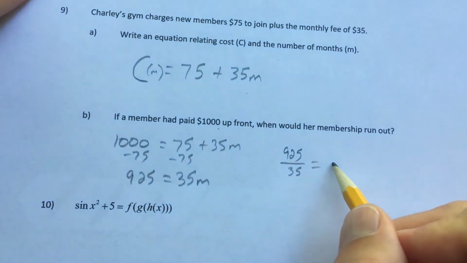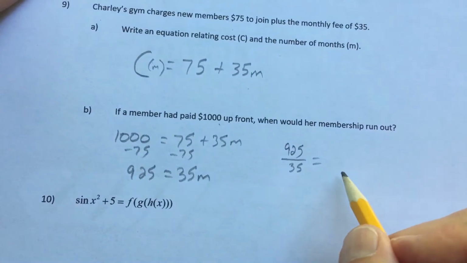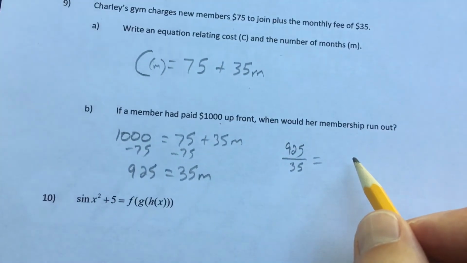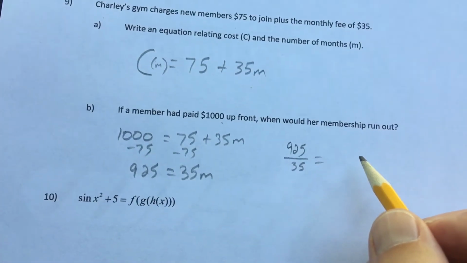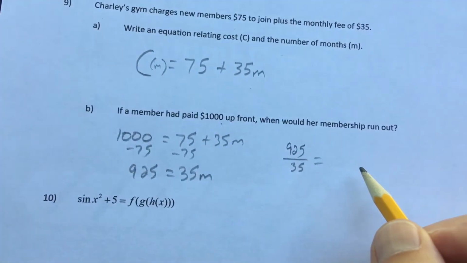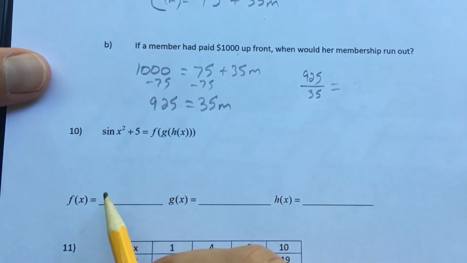Now, if you get a decimal, say you get like 31.6 or something, you wouldn't want to round up in a case like this because you haven't paid for the full month. So you'd probably just keep the whole value of that. All right. But that's going to be our answer there.